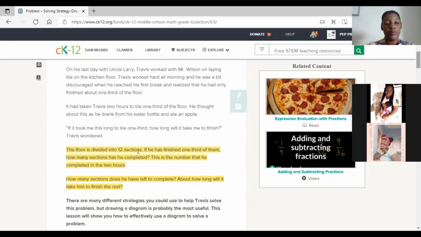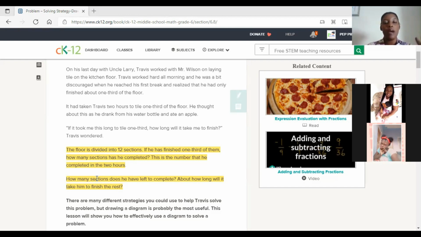So we're going to try to draw this picture here to depict how long it will take for Travis to finish the rest of the floor by finding out how many sections he has left to complete, and that will tell you how long, right? But again, we have to read over the problem to make sure that we understand what it is asking us to do. So it says the floor is divided into 12 sections. If he has finished one third of them, the first thing we need to do is to draw 12 sections, and then try to find one third of those 12 sections. That is how much has been completed, and that's the amount that is done in 2 hours.